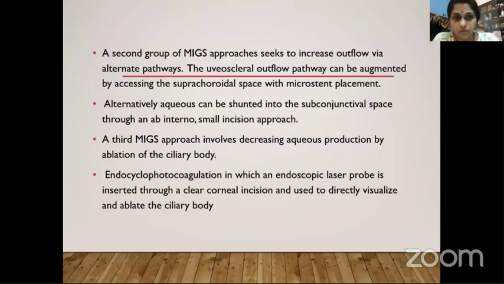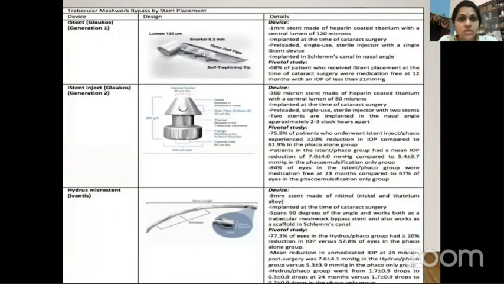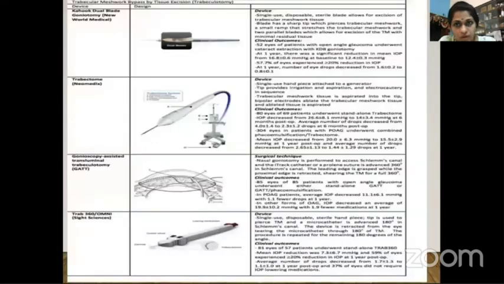We increase the uveoscleral outflow by accessing suprachoroidal space, or by accessing the aqueous humor into subconjunctival space through a small incision approach. The third MIGS is the one where we decrease the aqueous humor production by ablating the ciliary body, endocyclophotocoagulation. So these are only the names which I'll be telling because of lack of time, as I said. Trabecular meshwork bypass by stent placement is the first approach of MIGS, where iStent, iStent inject, Hydrus microstent are used, all through clear cornea only. And then we have excising the tissue as the second method.